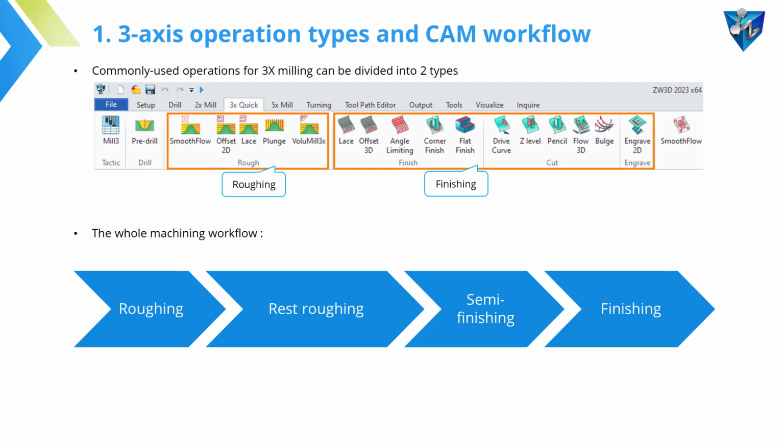From this image, you can see the 3x operations can be divided into roughing operations and finishing operations. And for the toolpath programming workflow, there are usually 4 parts: roughing, rest roughing, semi-finishing, and final finishing.